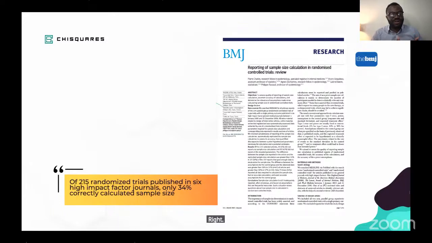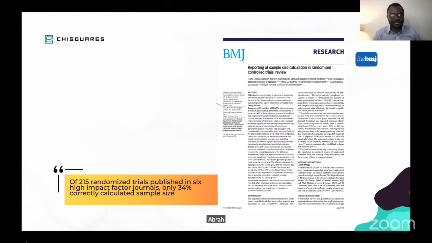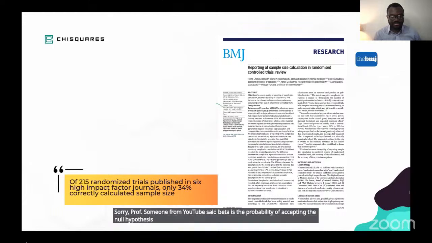What's the number one cause for type 2 error or beta? Why is it so shy? What's the most common cause of type 2 error? Ibrahim. I think being over-inclusive. Okay. Somebody defined beta as small. Small what in this context? Someone from YouTube said beta is the probability of accepting the null hypothesis when it is false.